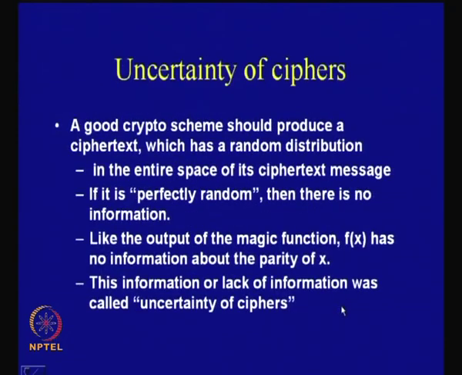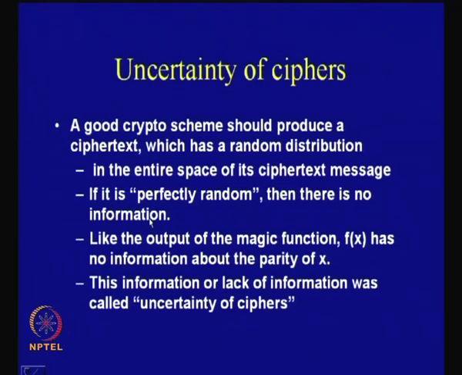So a good crypto system, as we discussed in the last class, should produce a ciphertext which has a random distribution. That means it should look as random as possible to a distinguisher. It should not be easily distinguished from a random distribution, so it has to be random in the entire space of the ciphertext message. Let us leave it as perfectly random; we will try to make this notion more concrete as we proceed. And there should not be any information leakage.